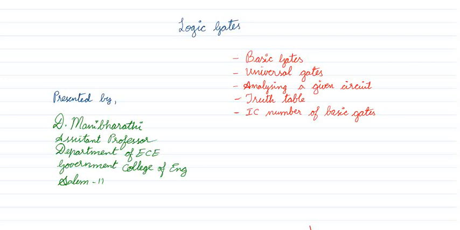In this video, we are going to see the logic gates. Under the logic gates, I will be explaining the basic logic gates, what are the universal gates, how to analyze a given digital circuit, what is a truth table, and what is the IC number for a given basic gate. Welcome to the lecture.